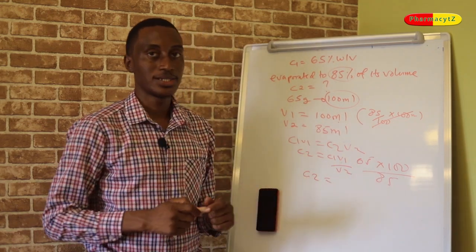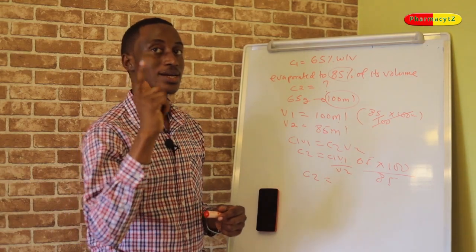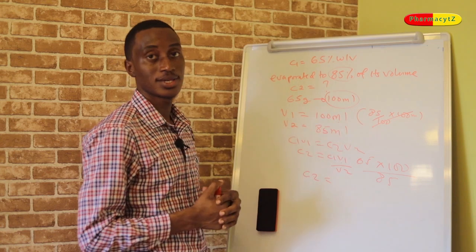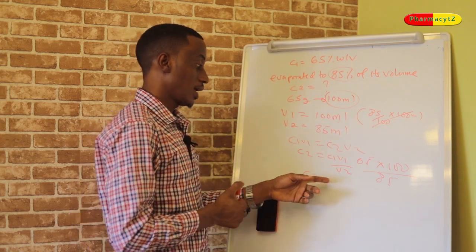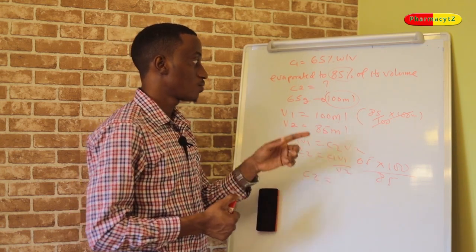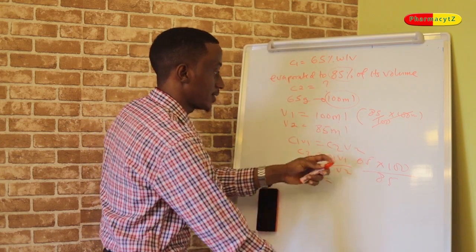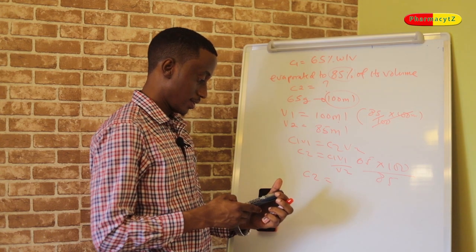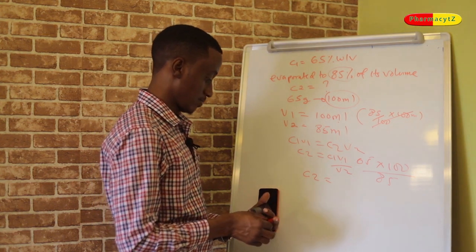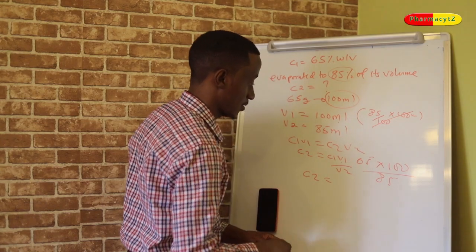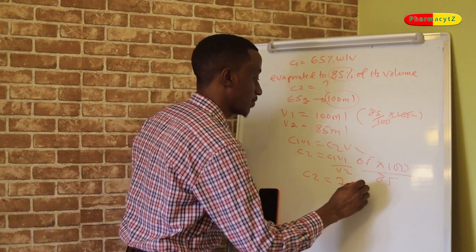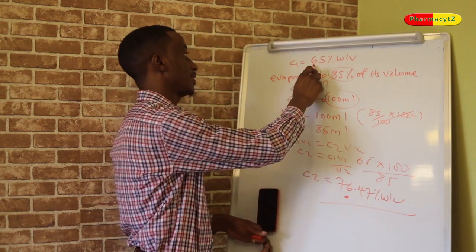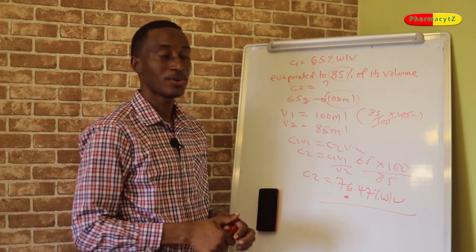Mind you, I told you that during evaporation, concentration 2 will increase and volume 2 will decrease. You can see volume 2 is 85 while volume 1 is 100. So concentration 2 is expected to be higher than 65. Let us see. That is 6500 divided by 85. That is 76.47, 76.47 percentage weight in volume. You can notice that concentration 2 is higher than concentration 1 because of evaporation.